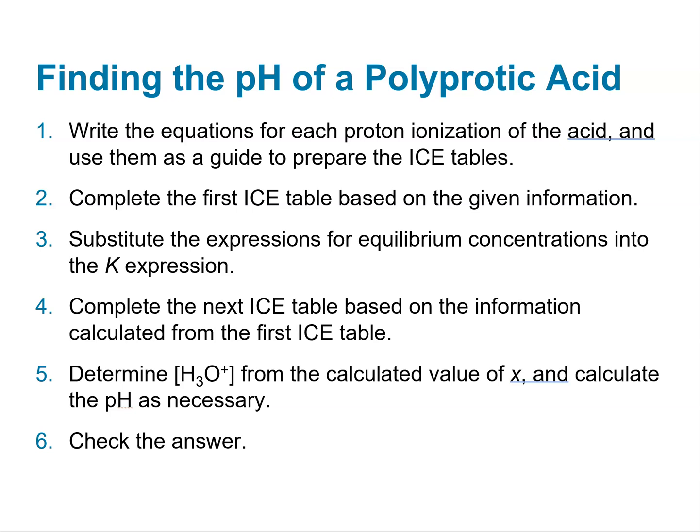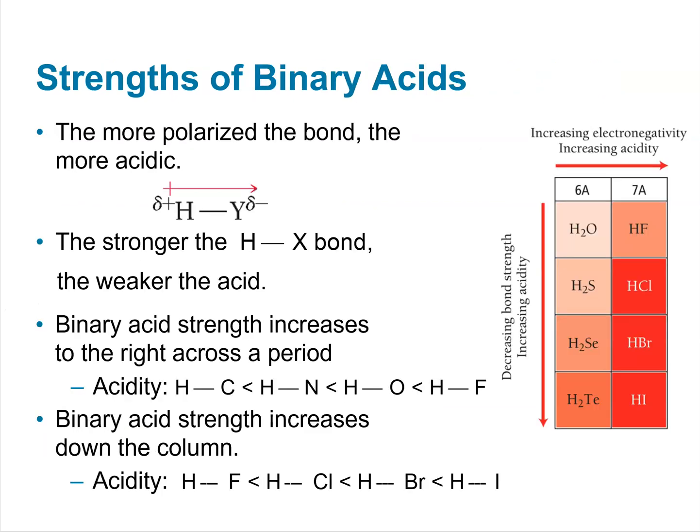Now, this gets kind of substituted if you have a strong acid, like in your case of your sulfuric. You don't need an ice table for the first one because you know what it is from its full dissociation. So you can skip right to step 4 if you're dealing with sulfuric acid, and then you determine your concentration of hydronium from the calculated value of X, and then you can calculate pH or pOH as necessary depending on what the question's asking. Let me pause real fast.